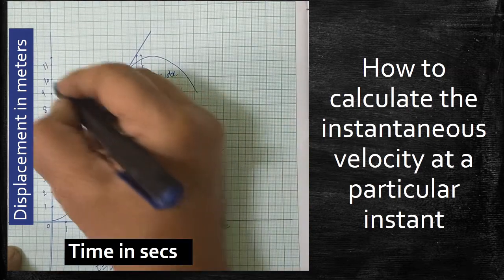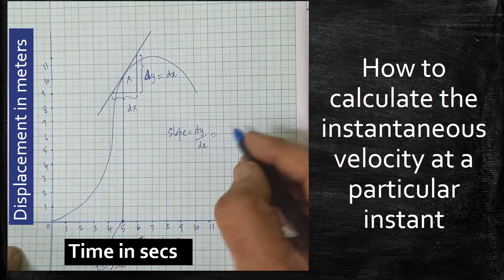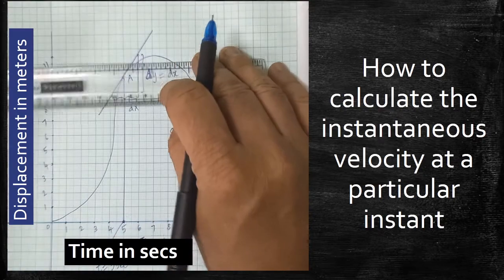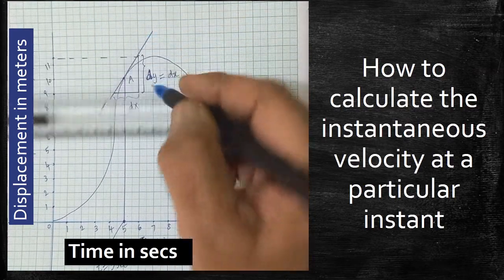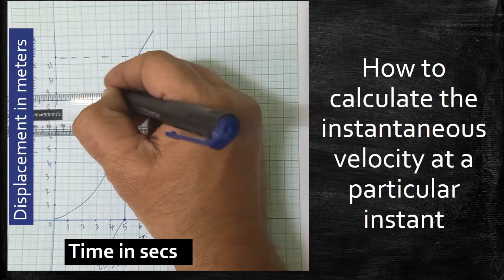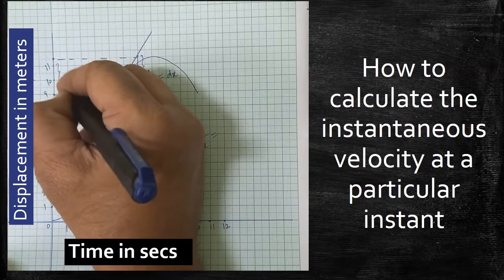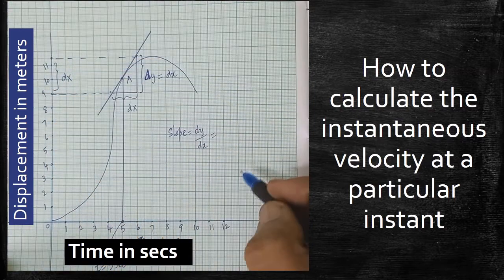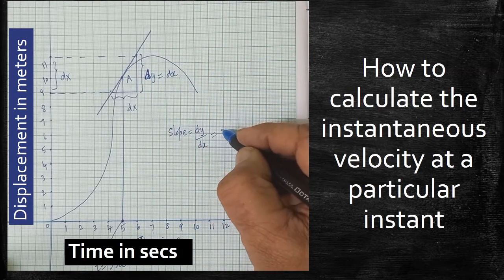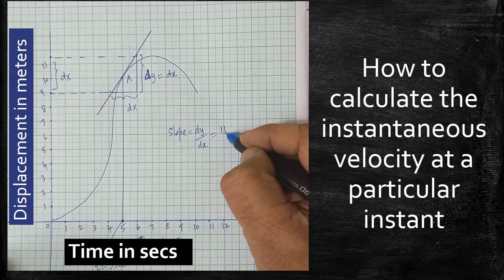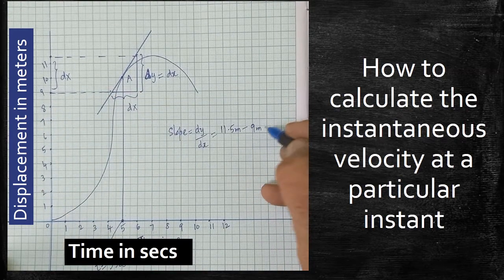So difference in y means this value minus this value. Now this line must be extended. Are you clear? From this line you extend this, only then are we able to get the difference in displacement. This portion gives you the difference in displacement. Difference in y is nothing but difference in displacement. Find out: 11.5 meter minus 9 meter must be written.